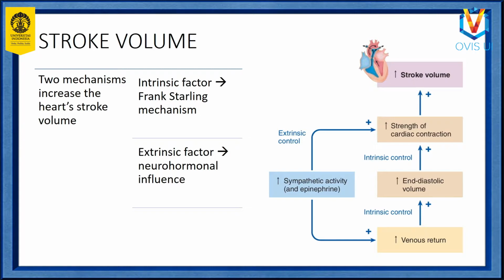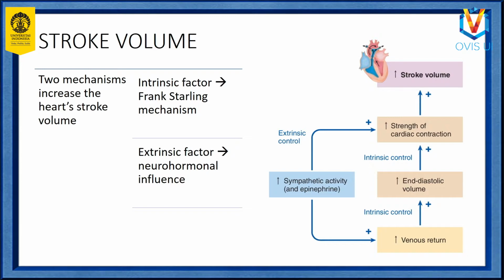Stroke volume is the amount of blood pumped by each ventricle during ventricular contraction. Two mechanisms are involved that affect the strength of cardiac contraction. First is the Frank-Starling mechanism. The law states that the stroke volume of the heart increases in response to an increase in the volume of blood in the ventricles before contraction.